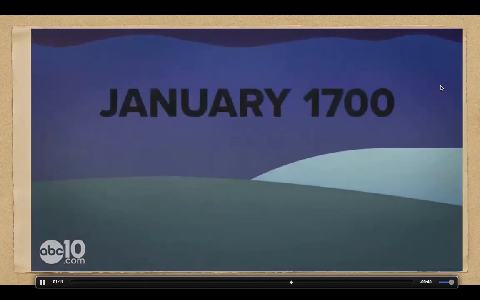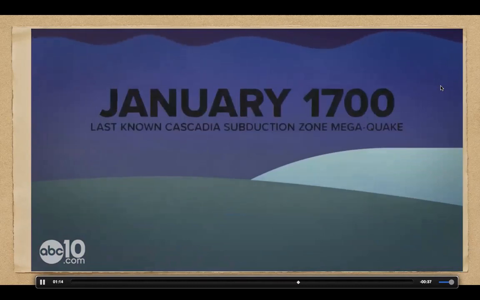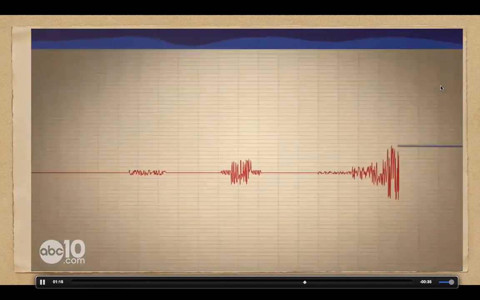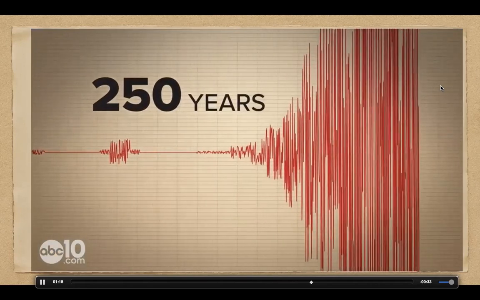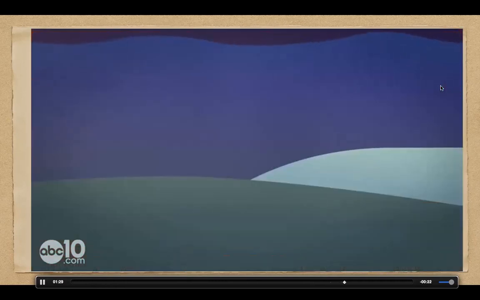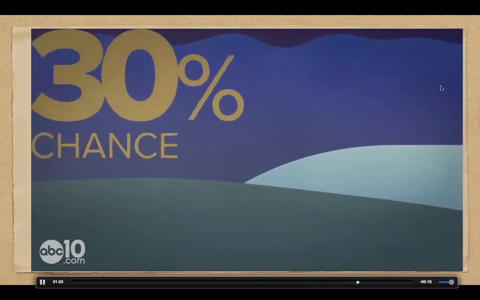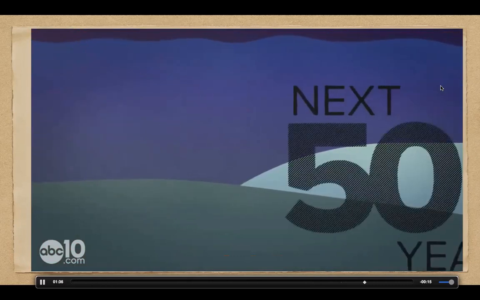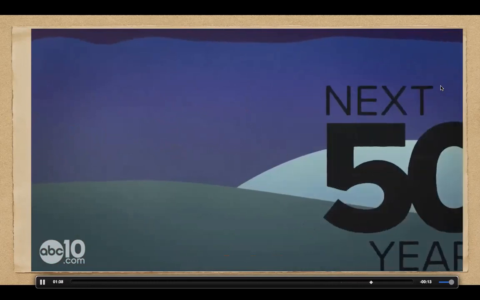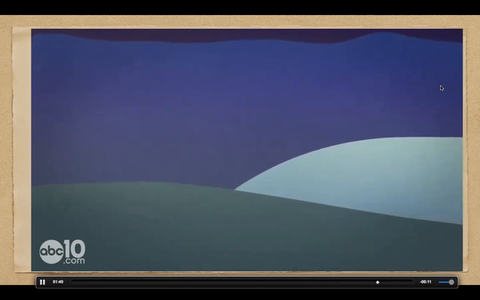The last known Cascadia subduction zone megaquake struck in January of 1700, 319 years ago. Geological evidence shows these large quakes happen about every 250 years, which means one could happen at any time. The problem, no one knows exactly when that time will come. But scientists are getting a better idea. They now believe there's a roughly 30% chance a destructive Cascadia quake will happen within the next 50 years. The question now, will communities be ready?